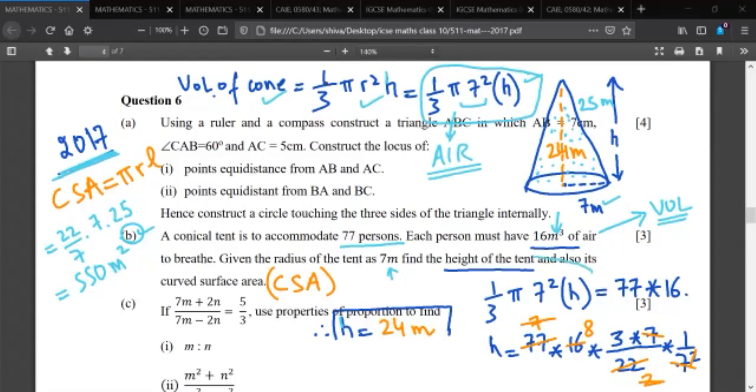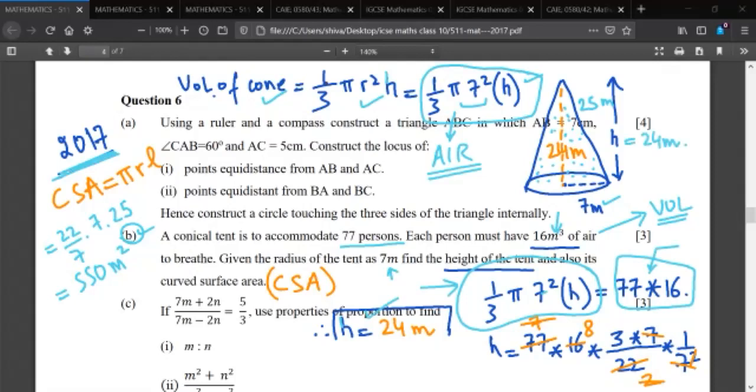No, sir. Therefore, this amount of air should be equal to the number of people that I can accommodate inside, which is 77 people. Each one requires 16. So this is the amount of air that I need inside this cone, which would be given by this volume of the cone. And when I calculate for h, the height that I get is 24 meter. Here also just take care that the calculations are easy. Just understand the logic. The height is 24 meter. So is there any doubt?